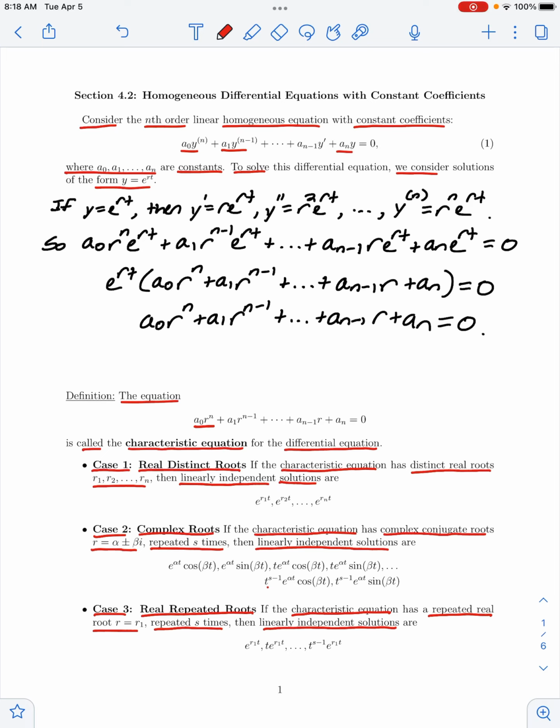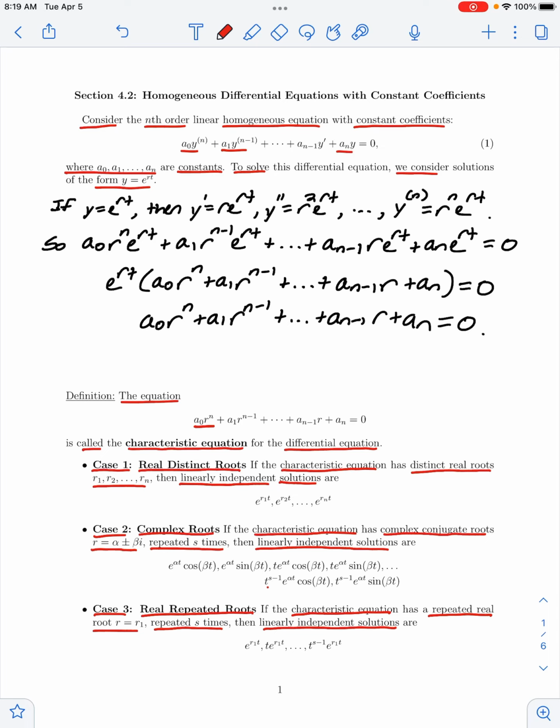So we have a way to find these linearly independent solutions. The form of our solutions depends on the roots of our characteristic equation. And we can construct our general solution by taking a linear combination of this set of linearly independent solutions.